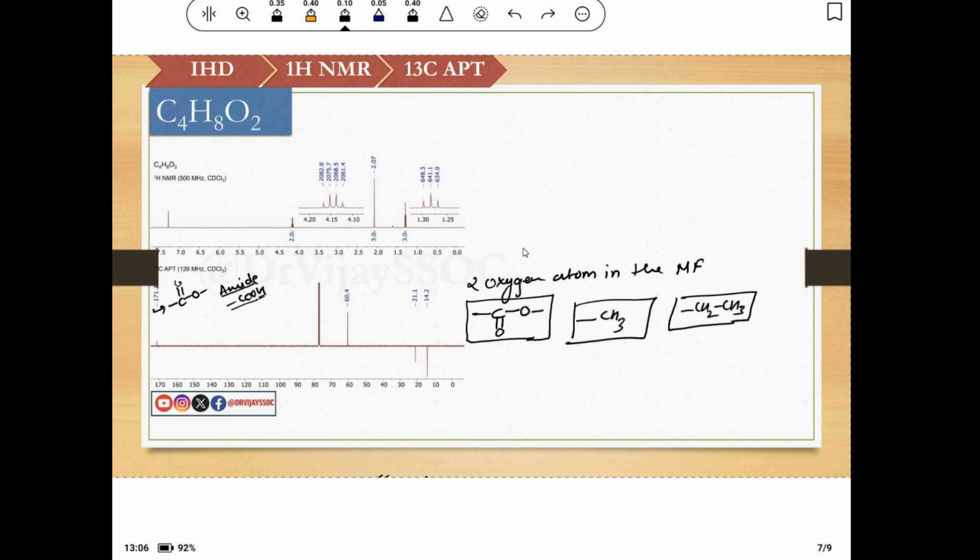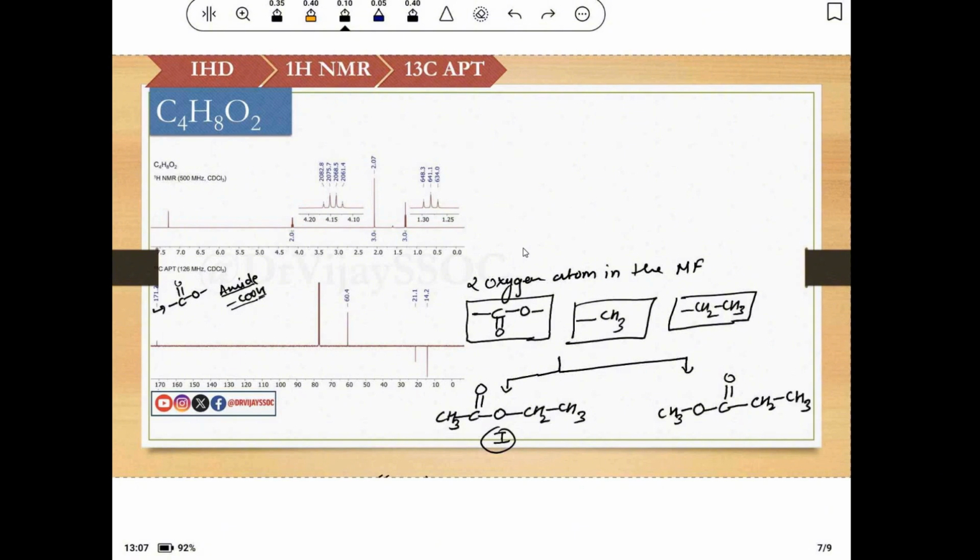If you combine all these 3 fragments, then there are 2 possibilities. First is that CH3 is showing the singlet, so it is attached to this carbon which doesn't have any hydrogen, then oxygen, and after this CH2, CH3. This is the first possibility. And the second possibility is that this CH3 is attached to oxygen, then CO, after that CH2, CH3.